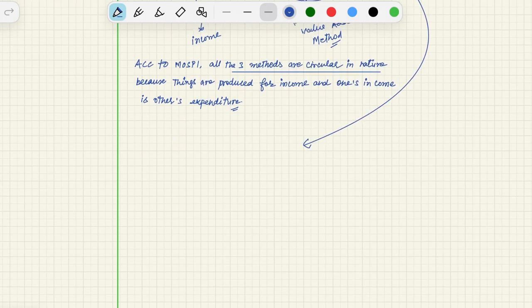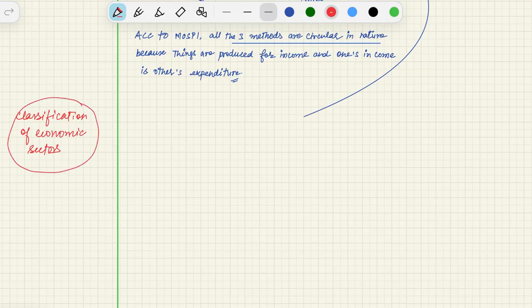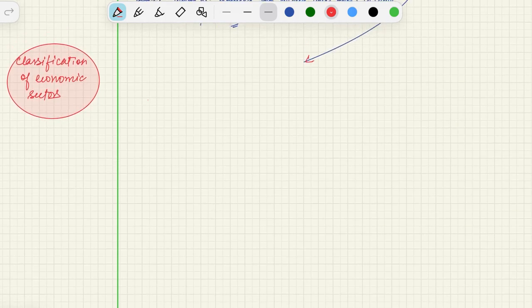All right. The next discussion we will make is about the classification of economic sectors through which the national income is calculated. We'll discuss it here.